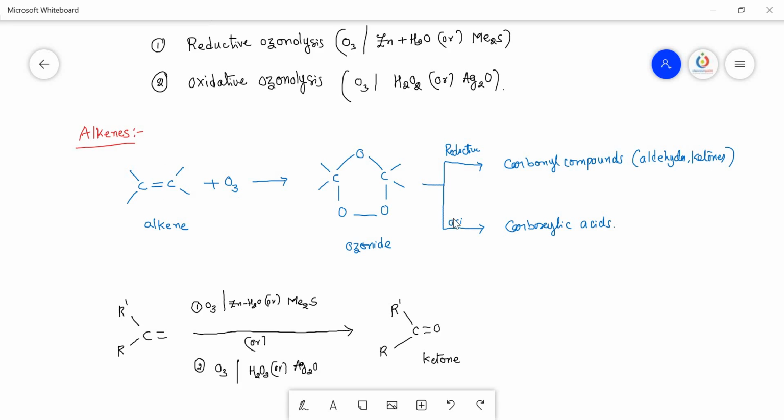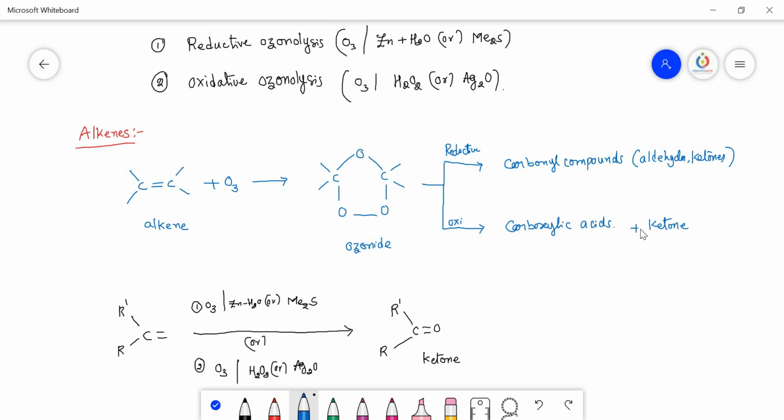And if you use oxidative ozonolysis, to this ozonide you add hydrogen peroxide or silver oxide, because ozone is already added here in both these cases. In the case of oxidative ozonolysis, this particular alkene molecule usually produces carboxylic acids and ketones. I forgot to write down here, I will mention here it is the ketone. So no aldehyde compound will be formed.